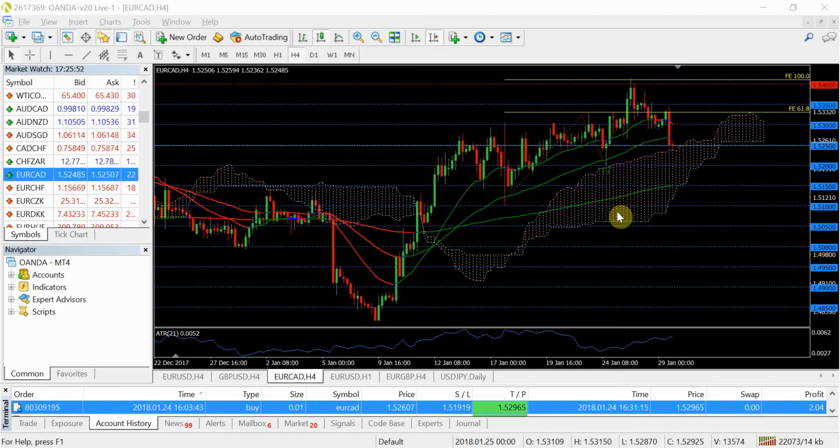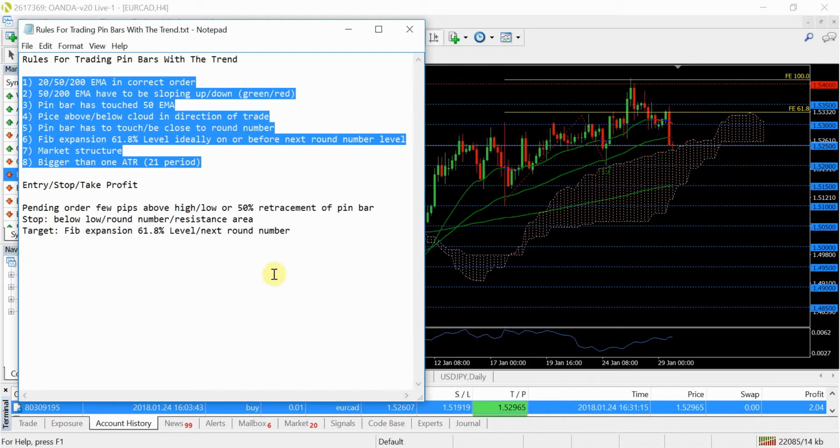So again, I've been really getting into trading pin bars with the long-term trend. For those who watched my previous videos, I've got a number of other rules that I look at to recertify that this pin bar is, A, going with the trend, and B, has a high probability that it will continue going in that way to get to my profit target.